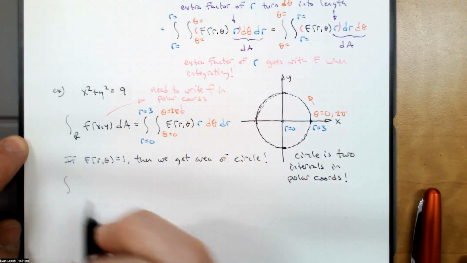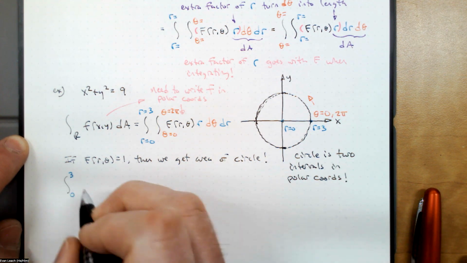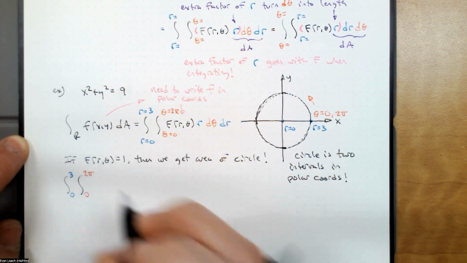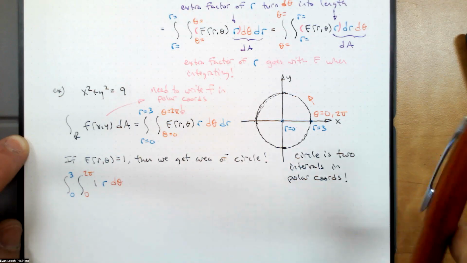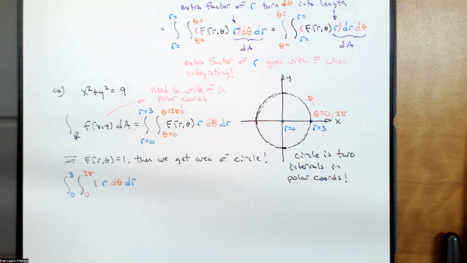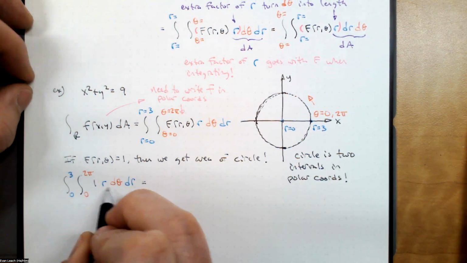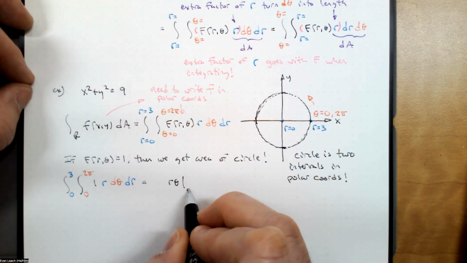So if we integrate from 0 to 3, the integral from 0 to 2 pi, the function 1 is in polar coordinates, so I need r d theta dr. In this setup, the first thing we're integrating is a theta integral. So this will be the integral of r d theta is r theta. I'm not going to do color coding anymore. It's getting too intense.